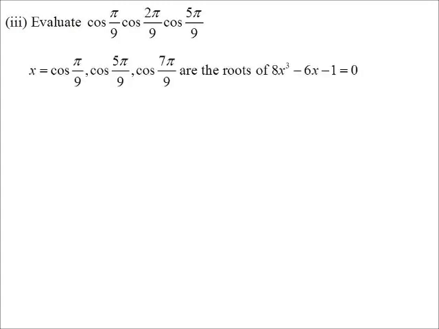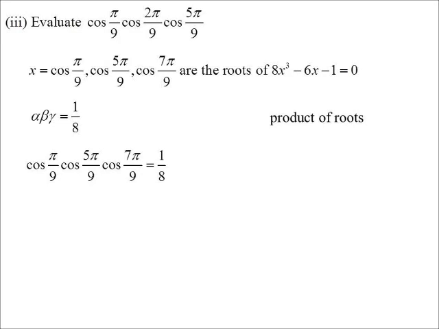It wants me to work out what is cos pi on 9 times cos 2 pi on 9 times cos 5 pi on 9. Okay, let's go back to what we just solved. We now know x are solutions. So cos pi on 9, cos 5 pi on 9, cos 7 pi on 9 are the 3 solutions, or the 3 roots of this equation. Let's go forward. We're trying to go cos pi on 9 times cos 2 pi on 9 times cos 5 pi on 9. Product of 3 things, well, so product of the roots for our equation is 1 on 8.